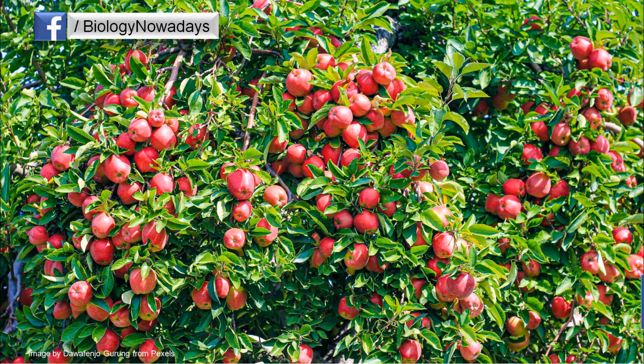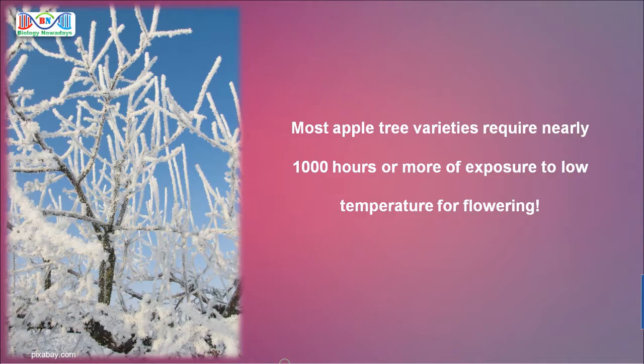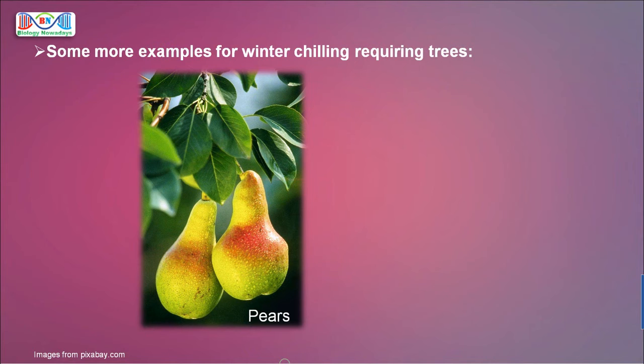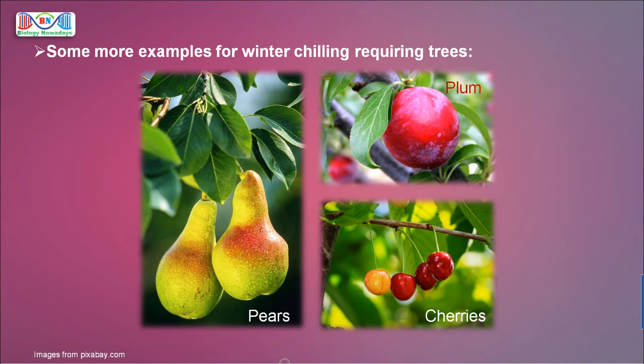Most apple tree varieties require nearly 1000 hours or more of exposure to low temperature, or in other words, a winter chilling, in order to produce flowers and fruits every year. Low temperature means temperature below 7 degrees Celsius but above 0 degrees Celsius. Besides apples, pears, plums, and cherry trees are some more examples of plants that require exposure to low temperature for the production of flowers and fruits.